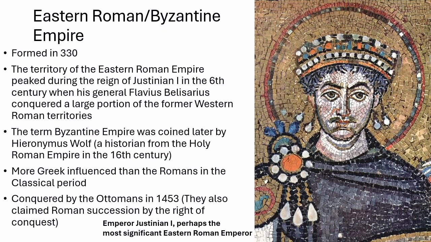Anyway, the territory of the Eastern Roman Empire peaked during the reign of Justinian I in the 6th century, when his general Flavius Belisarius conquered a large portion of the former Western Roman territories.